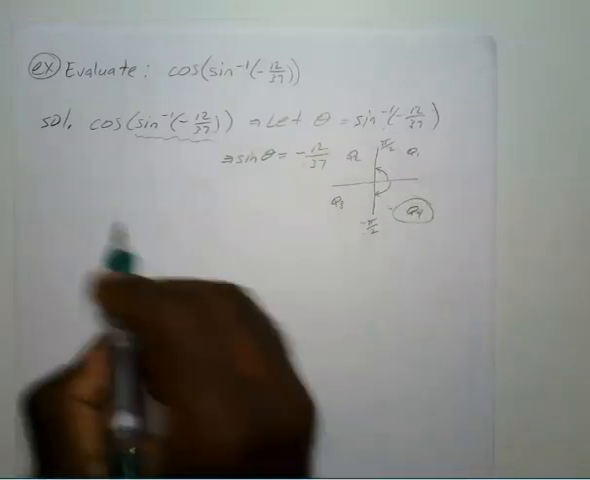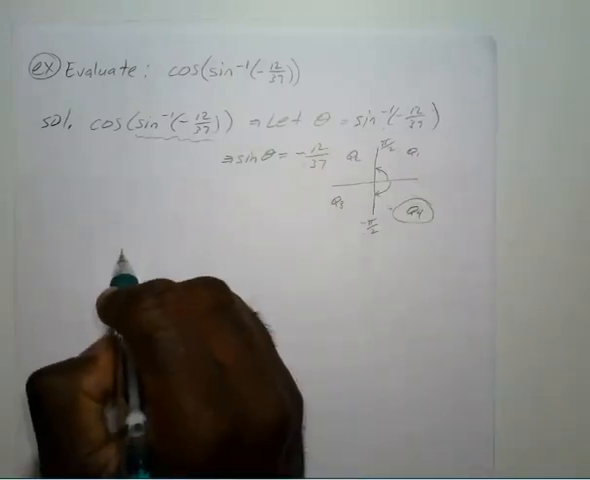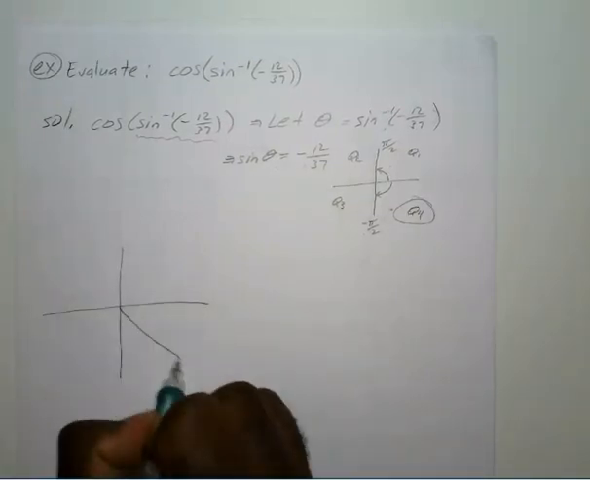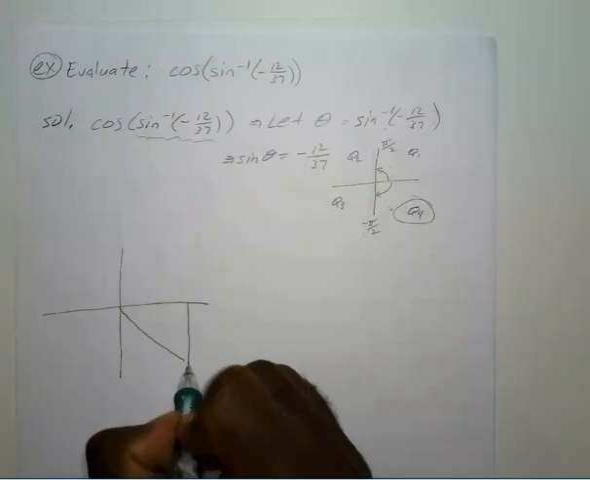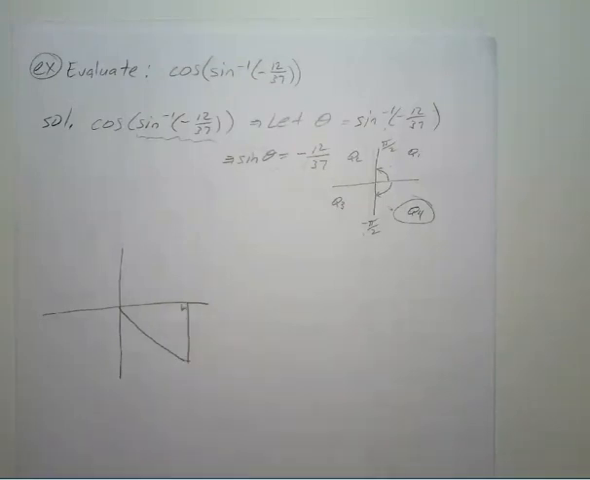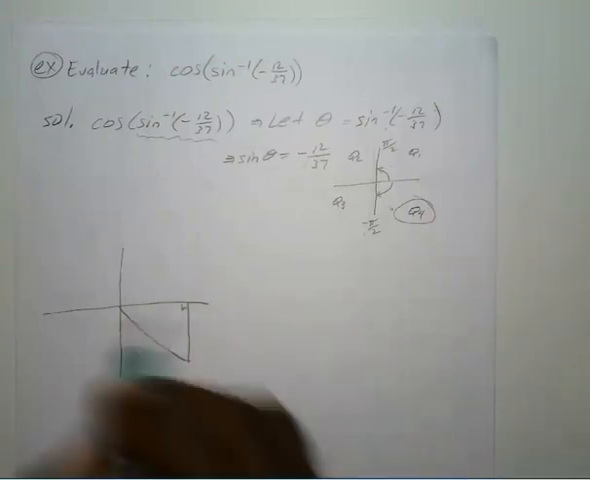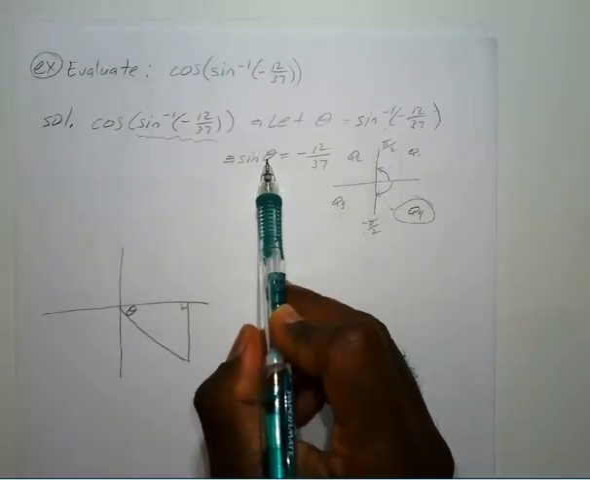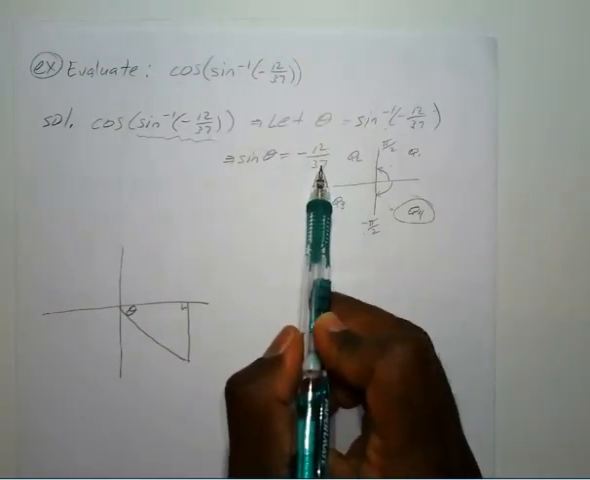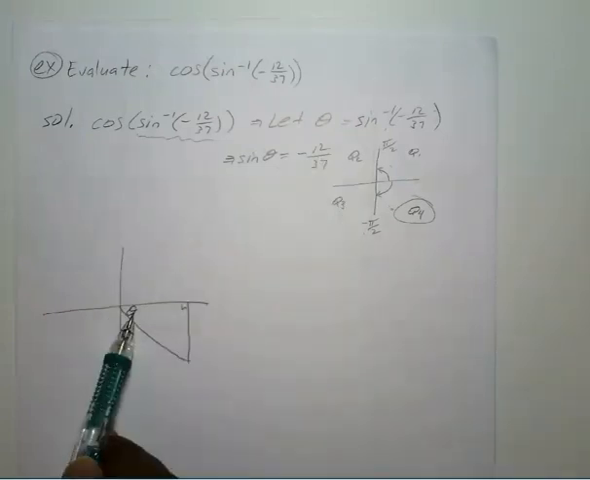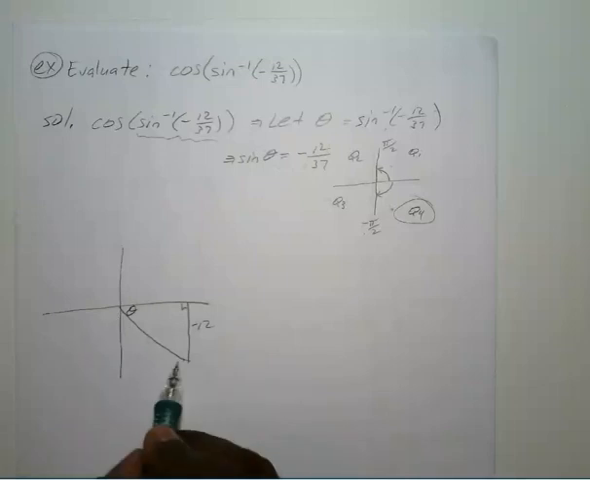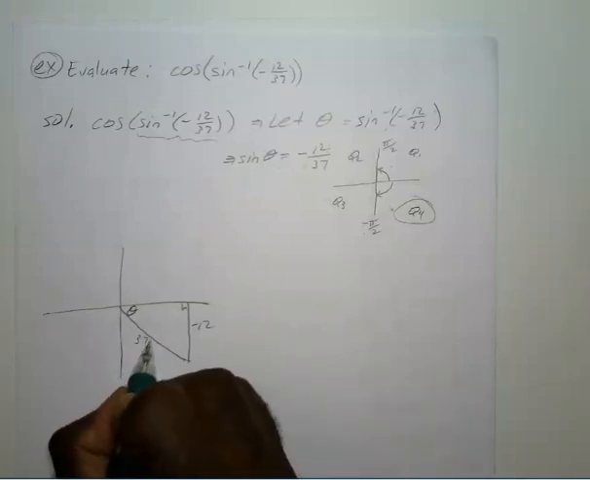So we know that it's in that corner. What we're going to do is draw just a little XY axis with our right triangle in quadrant 4. This is our angle theta. And remember, sine is opposite over hypotenuse. So if this is our angle, this is our opposite, the negative 12, and our hypotenuse is 37.